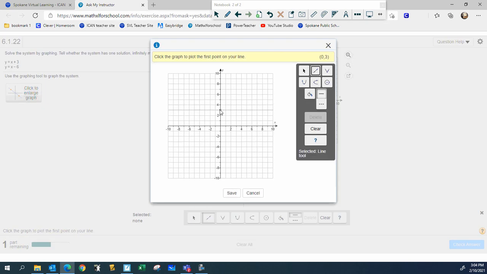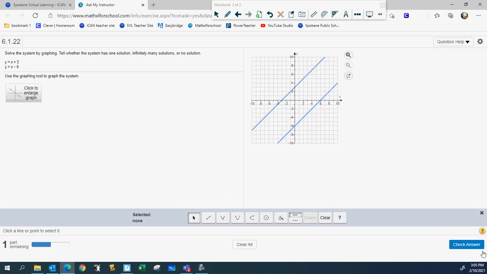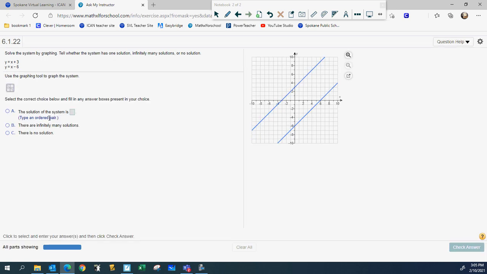We graph the first equation, which has a y-intercept of 3, up 1, right 1. It automatically plots all the other points for us. We grab the line again, y-intercept of negative 6, up 1, right 1, up 1, right 1. Plot any of those if you want, that you want to create your line. Click Save, and we check our answer. There we go. Like I mentioned earlier, these lines are parallel. They do not intersect, so there is no solution.